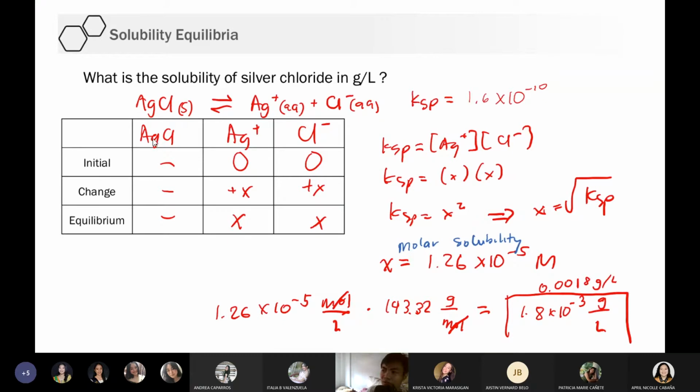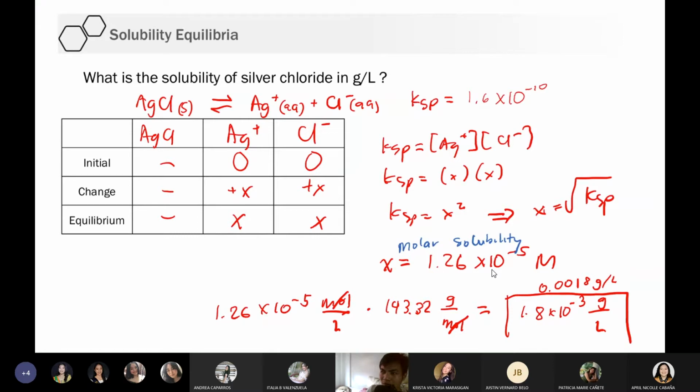So, you still follow the typical rules sa ice table. However, because wala tayong reactant, wala sa denominator, mas mabilis mag-solve for the value of x. No? So, mas madali na mag-solve for the value of x. Okay, so yun lang. So, whatever the x value is, that is the molar solubility na. Kapag yun yung hinahanap, stop na kayo dyan.